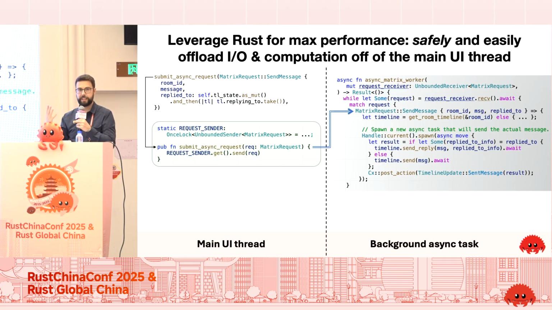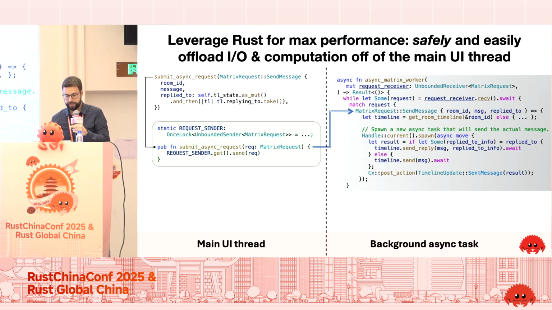So in any case, when we receive that request on an async worker thread, we then spawn a new async task that will actually handle the sending of the message. And this then uses the timeline.send or send reply function from the Matrix SDK, which can take a very long time depending on how slow the home server is operating. Upwards of a minute or something. It depends.